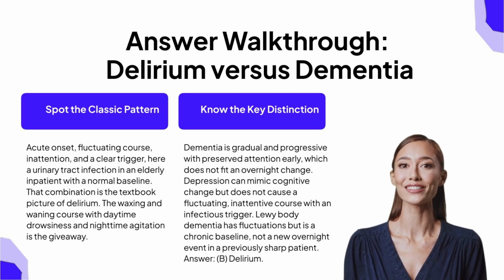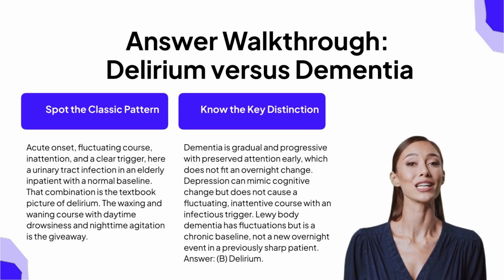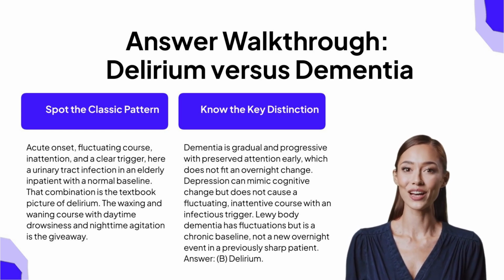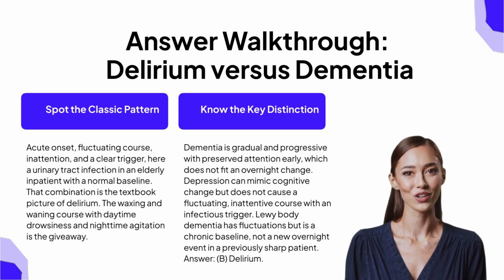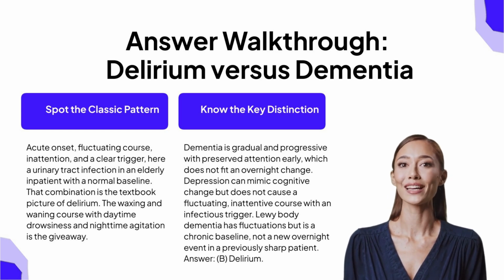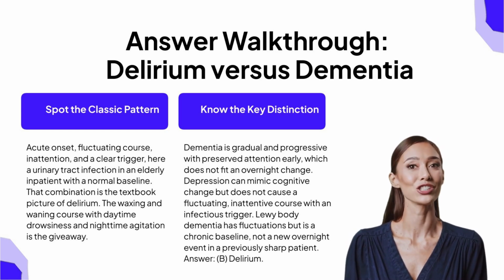That combination is the textbook picture of delirium, and the waxing and waning course with daytime drowsiness and nighttime agitation is the giveaway. Now the key distinction. Dementia is gradual and progressive with attention preserved early, which simply does not fit an overnight change. Depression can mimic cognitive change, but it does not cause a fluctuating, inattentive course tied to an infection.